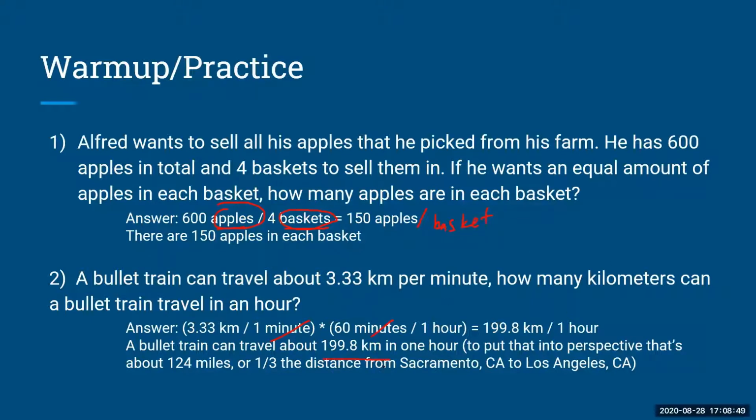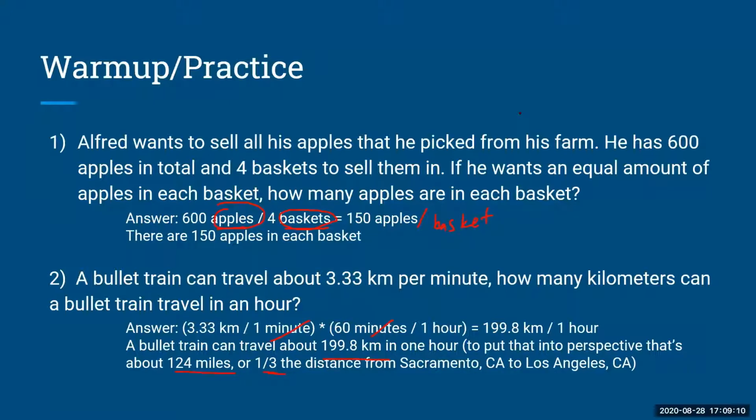And to put that in perspective, bullet trains are super duper fast. That's about 124 miles, or a third of the distance from Sacramento, California to LA, California. Now, if you don't live in California, I will tell you... I don't know what that means, Lisa, without the Y. You're gonna have to rephrase your question.